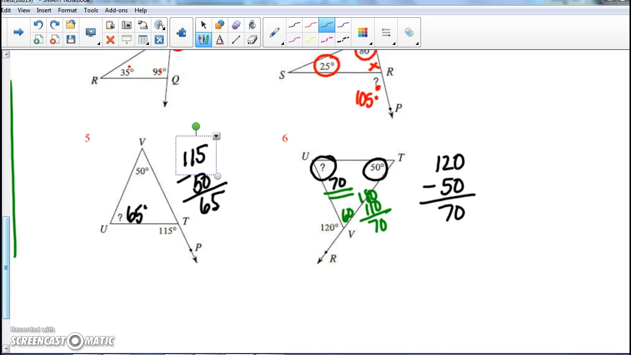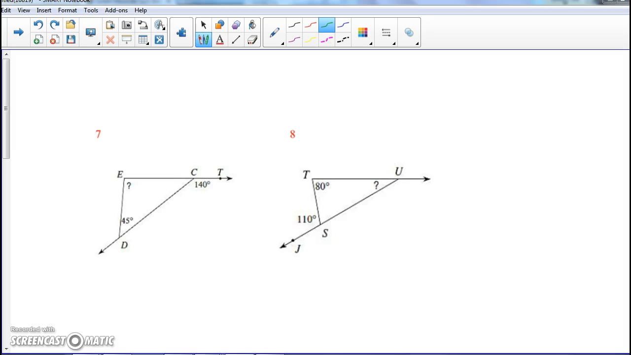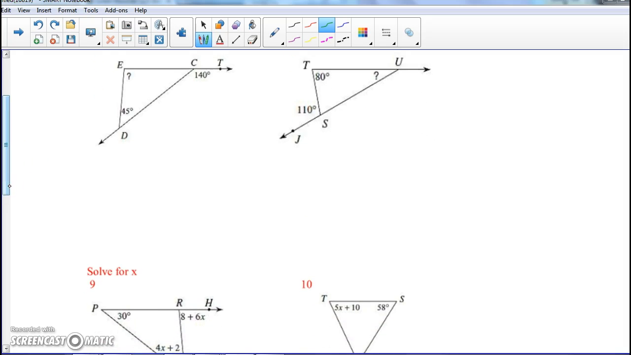Now, if you turn to the back, we have a few that involve variables. So we'll look at those with the variables, and then you'll be able to work a few problems on your own. So we have a few problems here, a couple with just numbers again, and then we have a couple of variables.